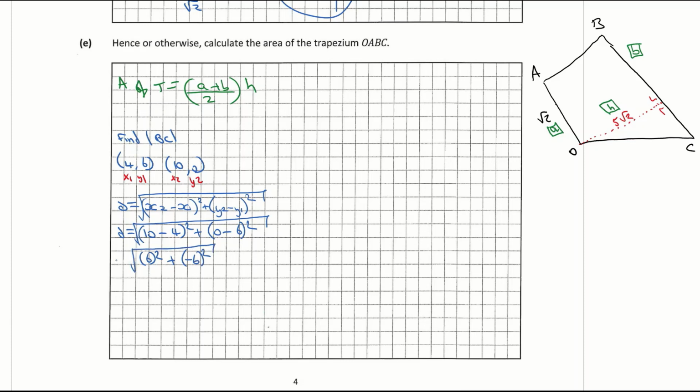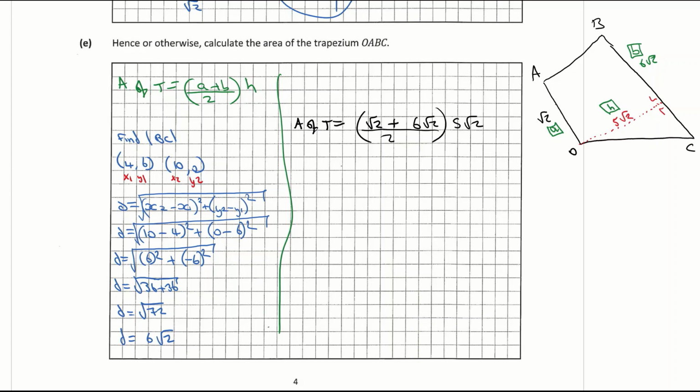Just be careful here if you're using your calculator, just make sure you use brackets when you're squaring a negative. So that's giving me the square root of 36 plus 36, which is a distance of square root of 72. If you want to go in surd form, it comes out to 6√2. So filling that now on my picture, I have 6√2 as the base of my shape. And I'm now going to come back over and fill in my formula of the trapezium. So area of trapezium is equal to A, which is now √2, plus B, which is 6√2, all divided by 2, multiplied by h, which is 5√2.